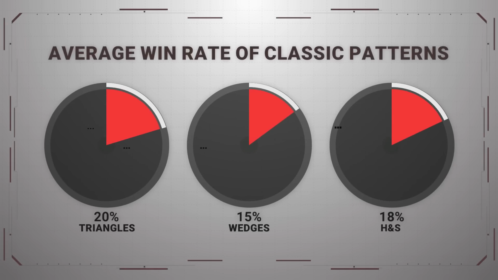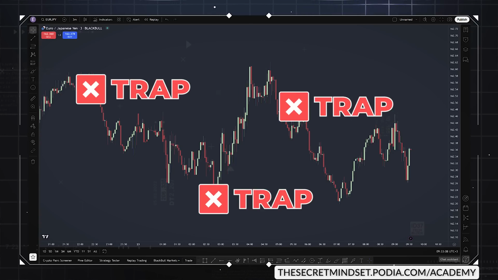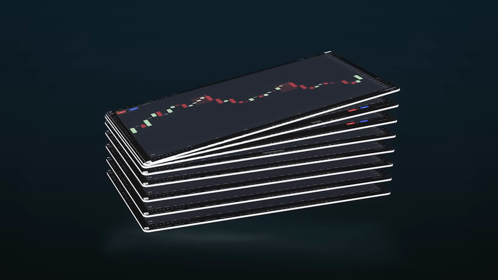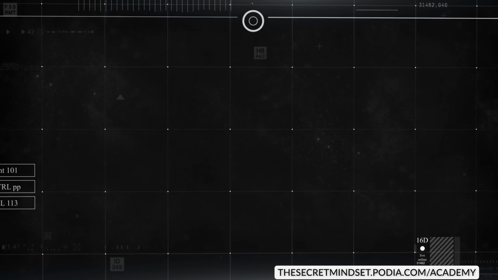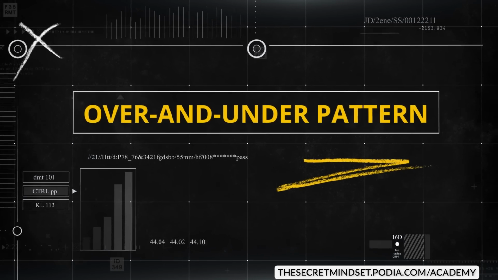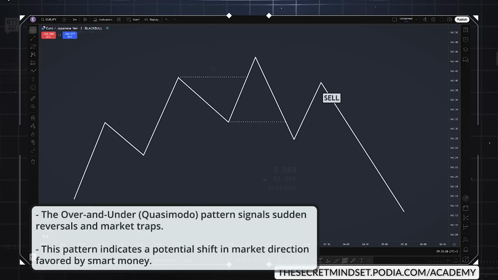Classic patterns like triangles, wedges, or head and shoulders are just bait for retail traders, and the market is built to trap those who follow the same old chart setups. Today it's time to learn the patterns the pros actually chase. The over and under pattern, also called Quasimodo, is one of smart money's favorite setups. It's about sudden changes and traps.